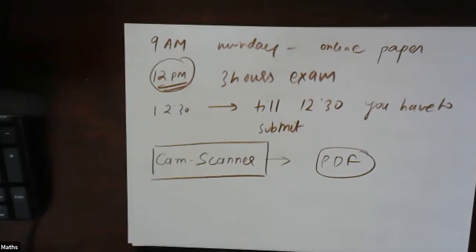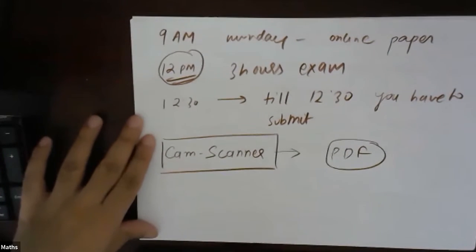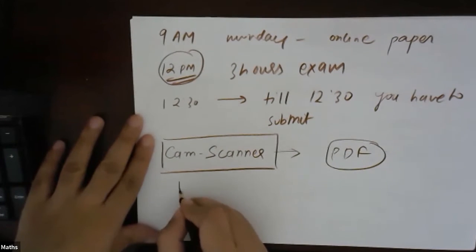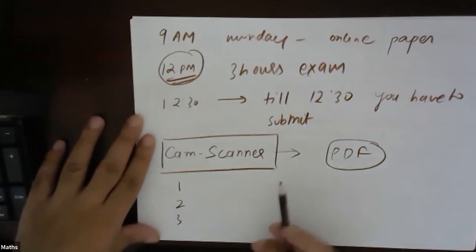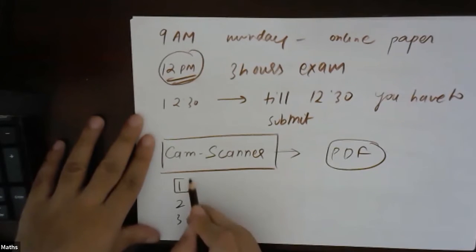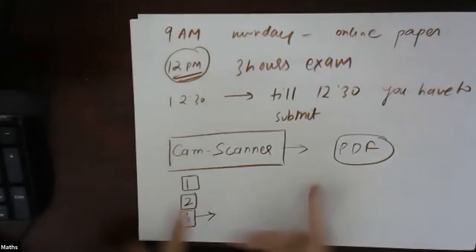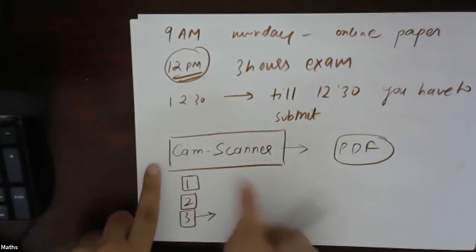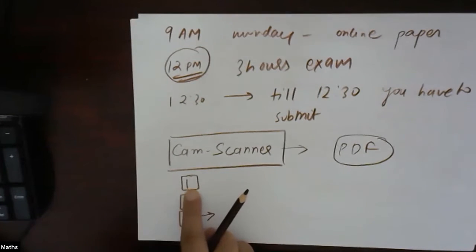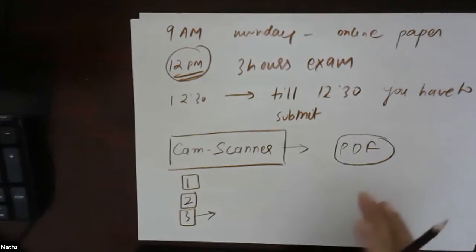One more important thing: when you are writing the paper, the questions are serial, 1, 2, 3 and 4. Don't start solving the paper from question 3 first. Please start from question 1, then 2, then 3. Even if you start from question 3, please arrange the photos from Cam Scanner with first page first, second question second, and third question third.